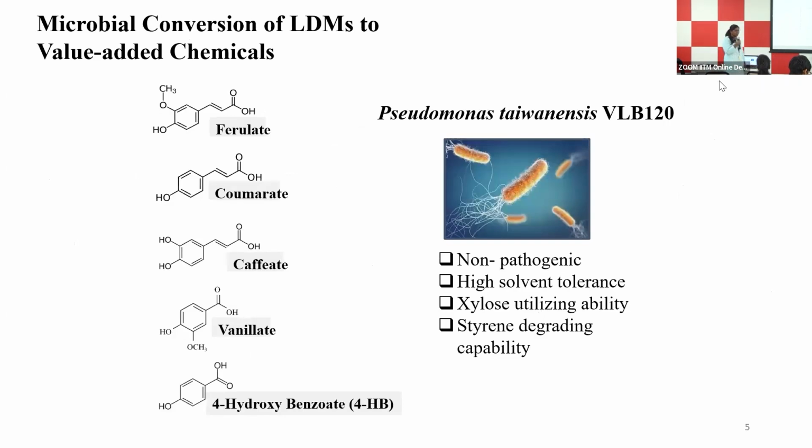So what I have done is I have chosen some of the lignin-derived model compounds like ferulate, coumarate, caffeate, vanillate, 4-hydroxybenzoate, and I have used a strain known as Pseudomonas taiwanensis VLB120. As we have heard a lot about Pseudomonas, it's a fantastic strain. It can take up a lot of unusual substrates, and it has high tolerance. One major advantage of this strain is it can also take up xylose without the need for engineering any pathways for xylose. That's fantastic. So it can take up sugars, everything. So that shows the strain.